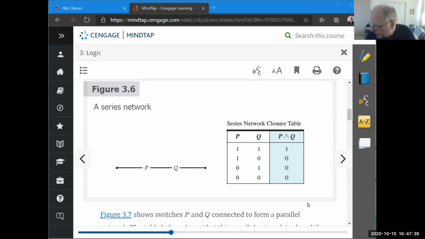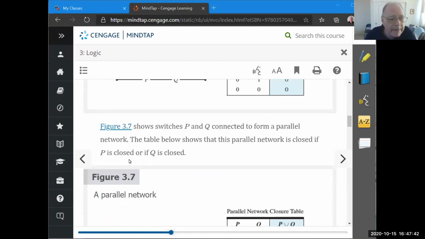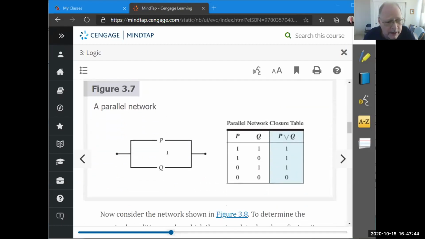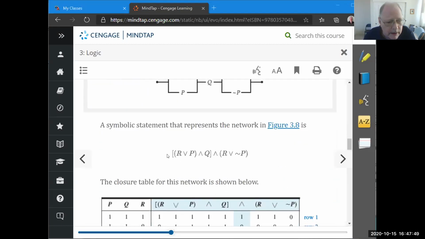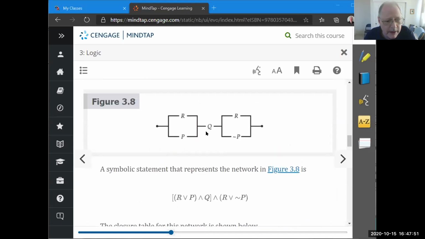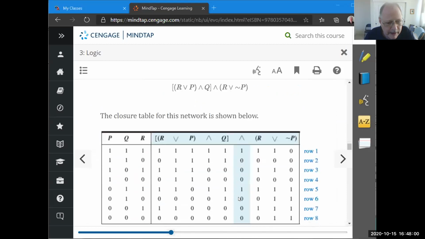Okay. Now, in their example of what they want you to do in the excursions, they give you this one that's a little more complicated, and they say, well, okay, here's the symbolic expression, and it's pretty ugly, but you come down and you fill in the table. I'm going to do a simpler one here under the document camera in just a minute.